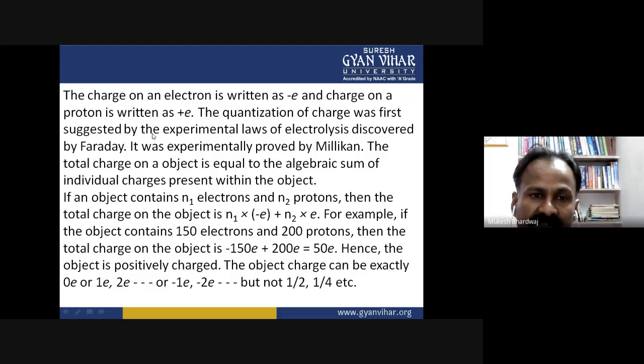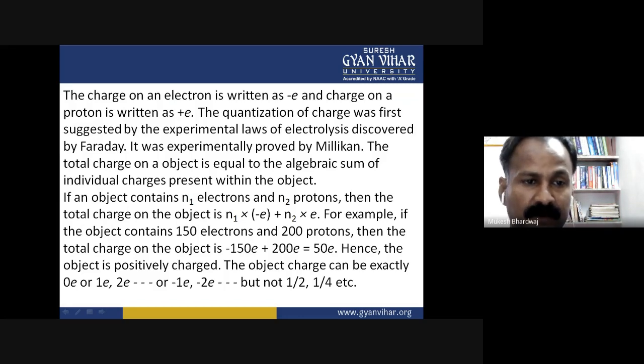The quantization of charge was first suggested by the experimental laws of electrolysis discovered by Faraday. It was experimentally proved by the Millikan oil drop experiment. The total charge on an object is equal to the algebraic sum of the charges individually present within the object. If an object contains n1 electrons and n2 protons, then the total charge on the object is n1 into minus e plus n2 into e.